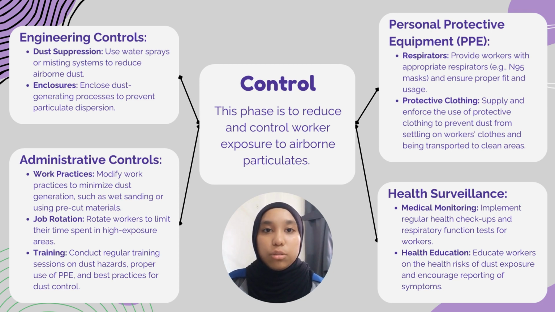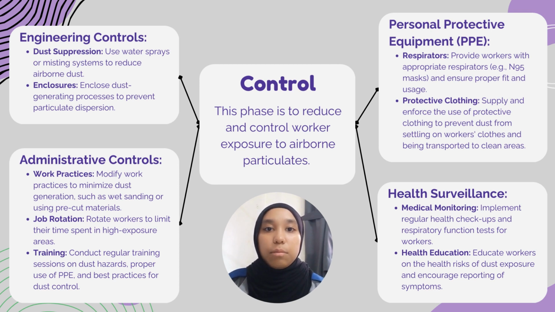So for engineering controls, there are 2, which are dust suppression and enclosures. For dust suppression, use water sprays or misting systems to reduce airborne dust. And for enclosures, we can enclose dust generating processes to prevent particulate dispersion.